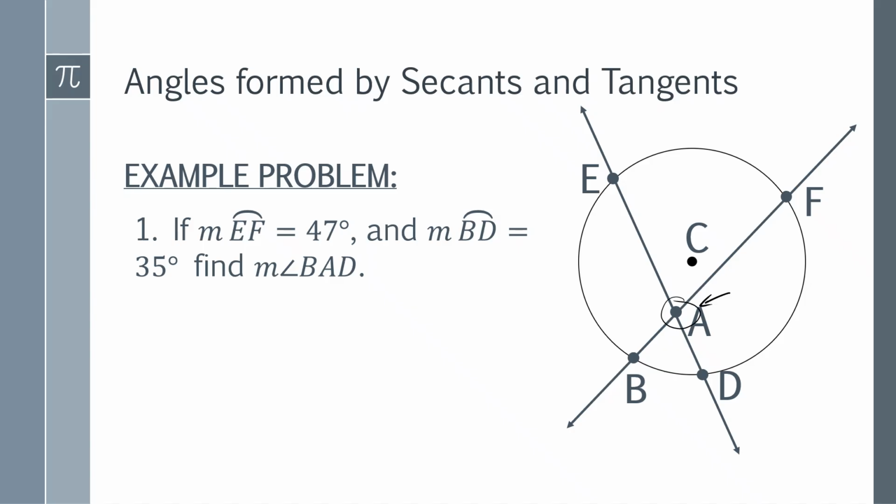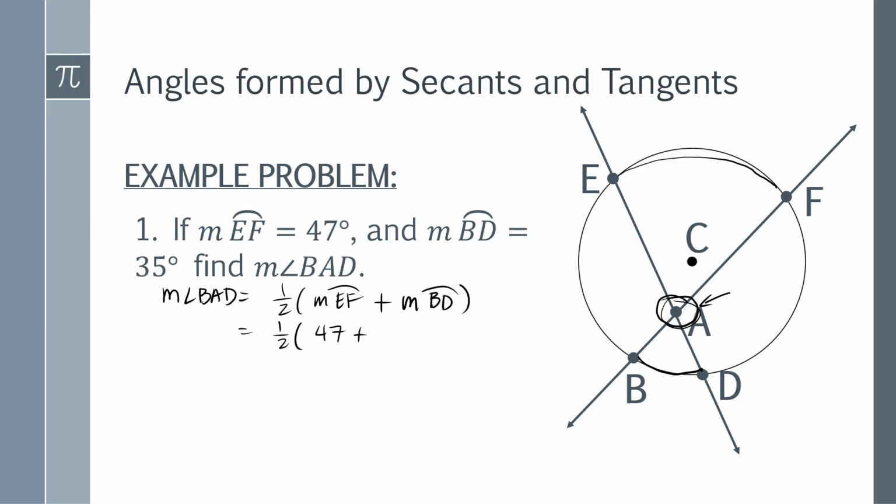So, therefore, what's your formula? Ang arcs po natin ay ina-add po ito. Okay? So, therefore, measure of angle BAD is actually equal to half of measure of EF, ito po yun, plus, kasi nasa loob yung intersection, ito siya ulit, plus measure of arc BD. Okay? So, therefore, 1/2 of measure of arc EF is 47 plus measure of arc BD, which is 35.